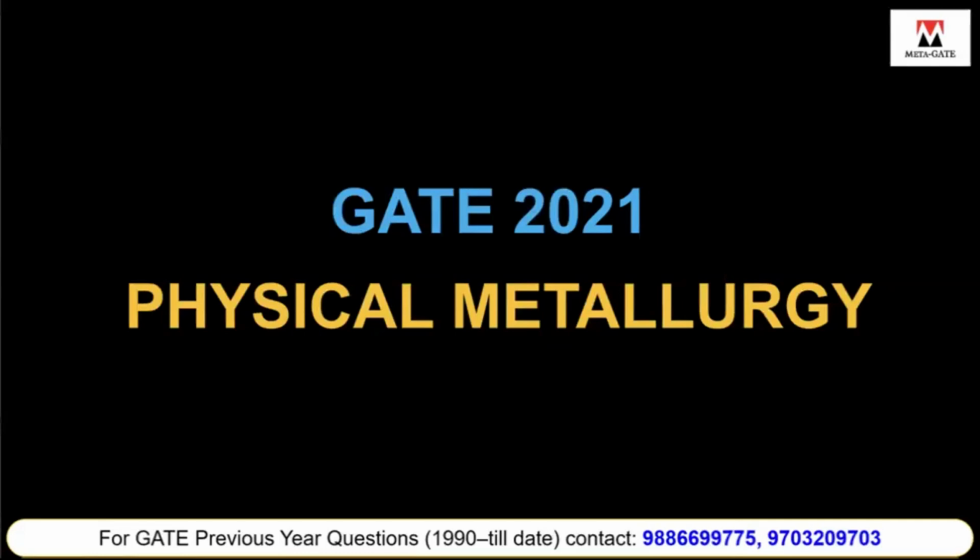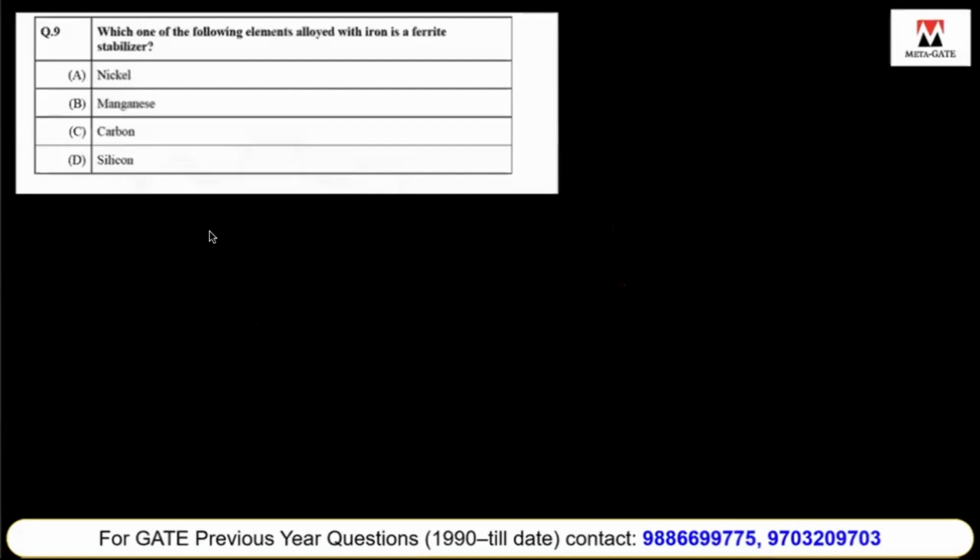GATE 2021 Physical Metallurgy. Which one of the following elements alloyed with iron is a ferrite stabilizer? So, the ferrite stabilizers are chromium, molybdenum, tungsten, vanadium, beryllium, silicon, aluminum.